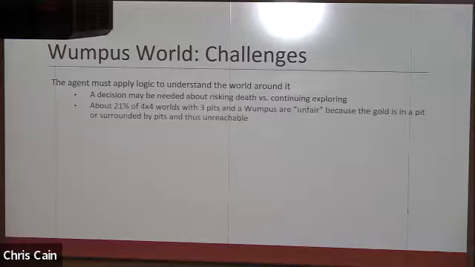To give you a sense, in 4x4 worlds, 21% of them are unfair because the gold is either in a pit, which is possible, since you can overlay a pit on top of the gold, or the gold is surrounded by pits and the agent can't reach it in the first place. So there's no guarantee that you can get the gold in any particular run of this game. But it would be nice if we could figure that out as quickly as possible so that we can escape, minimizing the negative effect on our score.